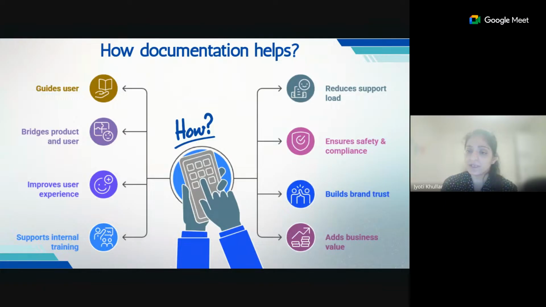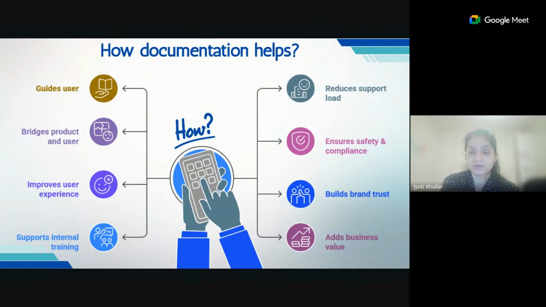It also ensures safety and compliance because you have to give the user those cautions, those notes that, okay, this particular thing must be done this way instead. Otherwise, it might end up in something else. So from that safety and compliance perspective as well, it is important that we give this information to the user. It builds the brand trust.